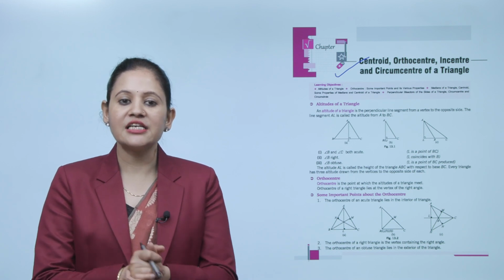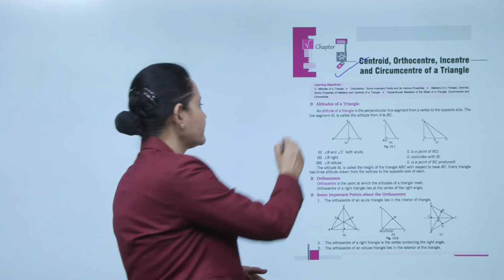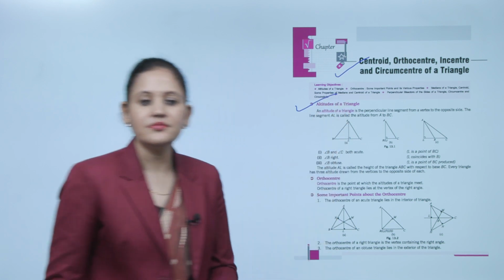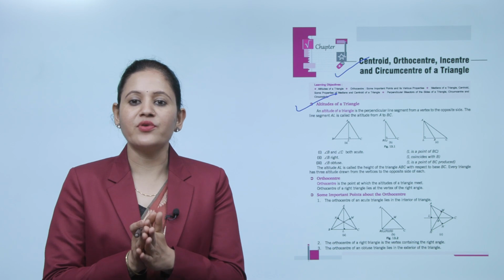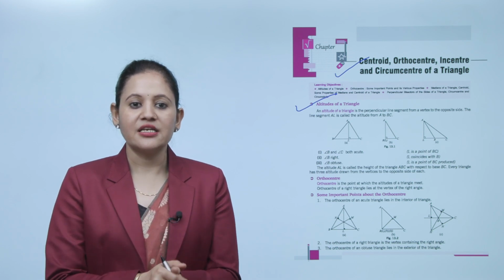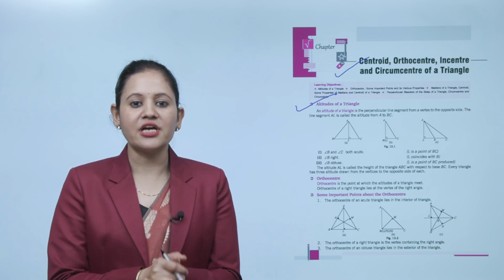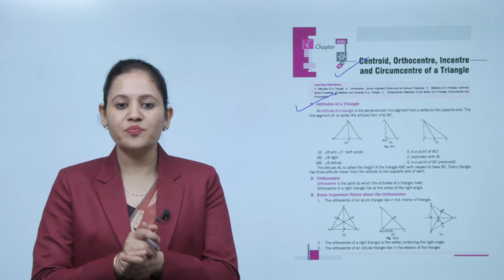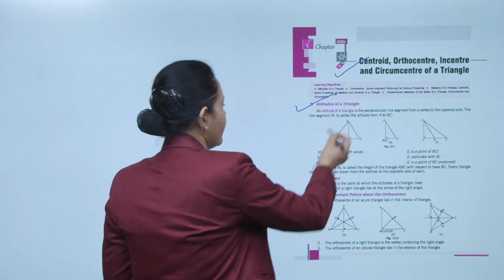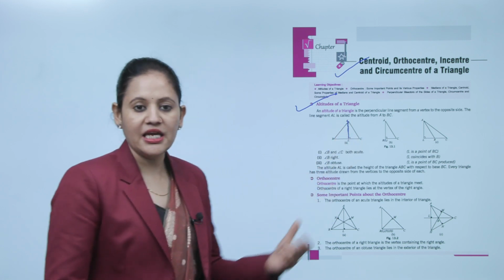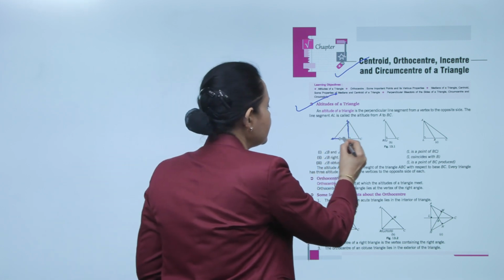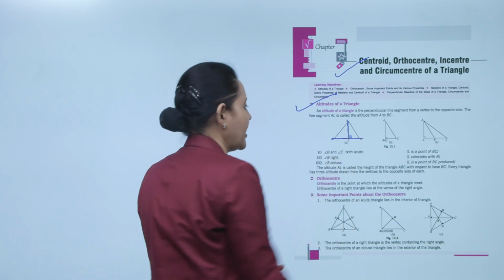So first is altitude of a triangle. An altitude of a triangle is the perpendicular line segment from the vertex to the opposite side. The line segment AL is called the altitude from A to BC. Here, this is the altitude. AL is the altitude from A to BC. Here it will make the 90-degree angle.